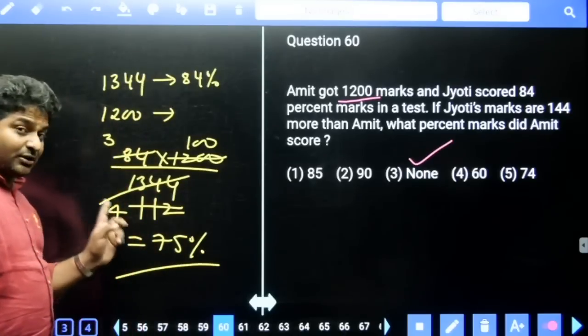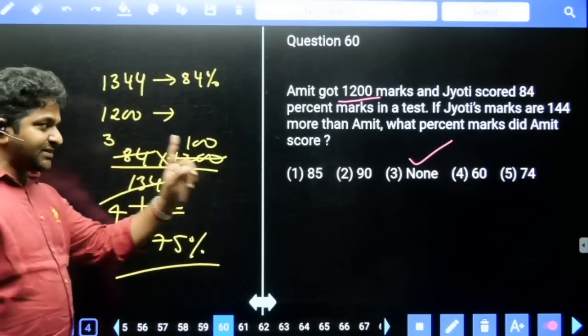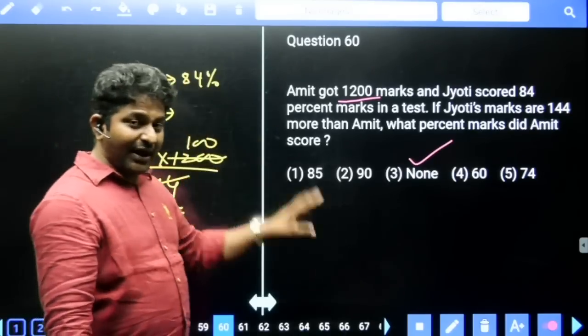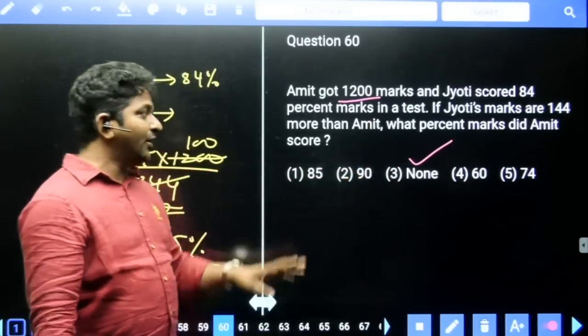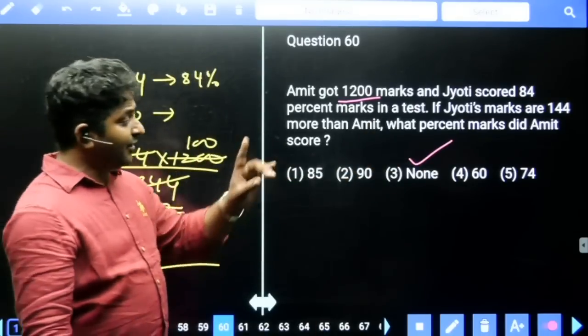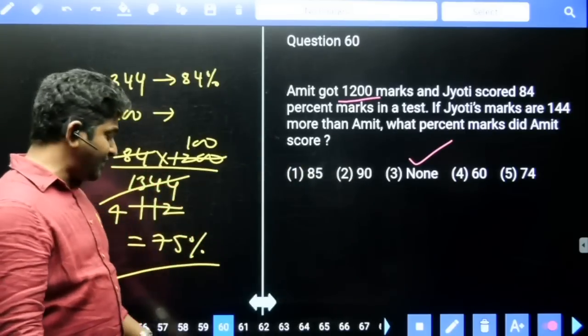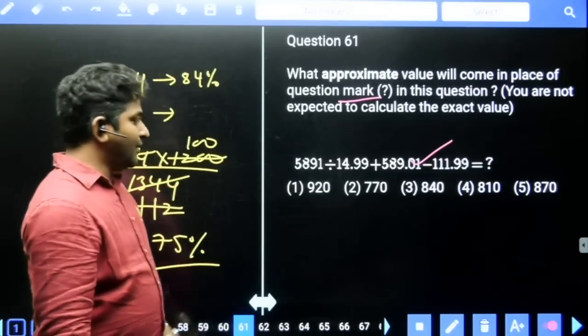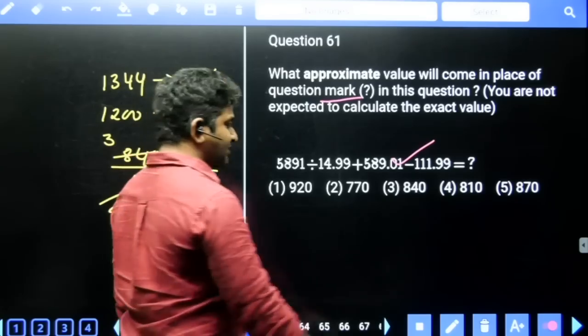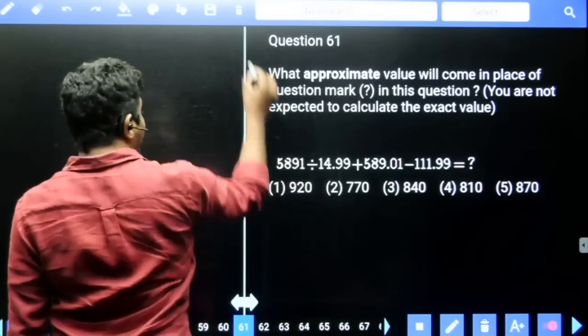3 by 4, there is no doubt about it. Answer is 75%, as that is not there. Don't try to recalculate or go for 74. You're not asked to calculate approximate. You're asked to calculate exact, and that is 75. And also none of this is there. Be careful. Next, approximations.